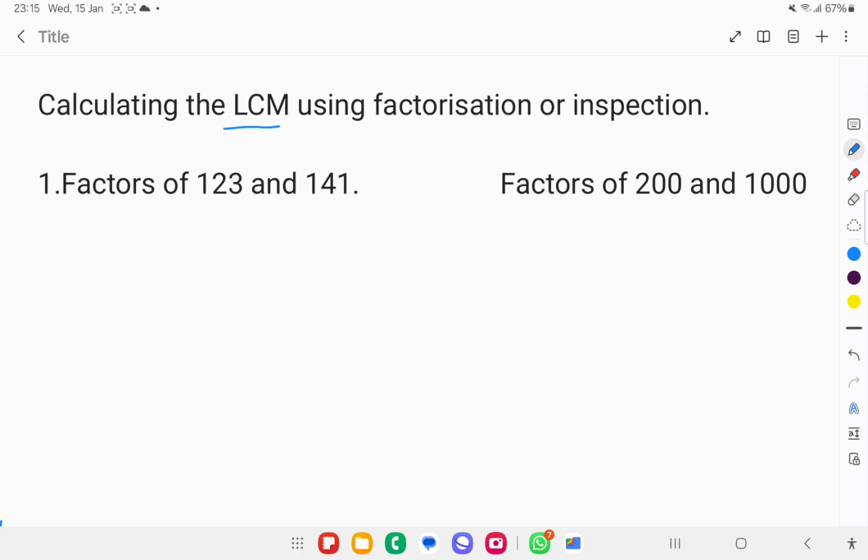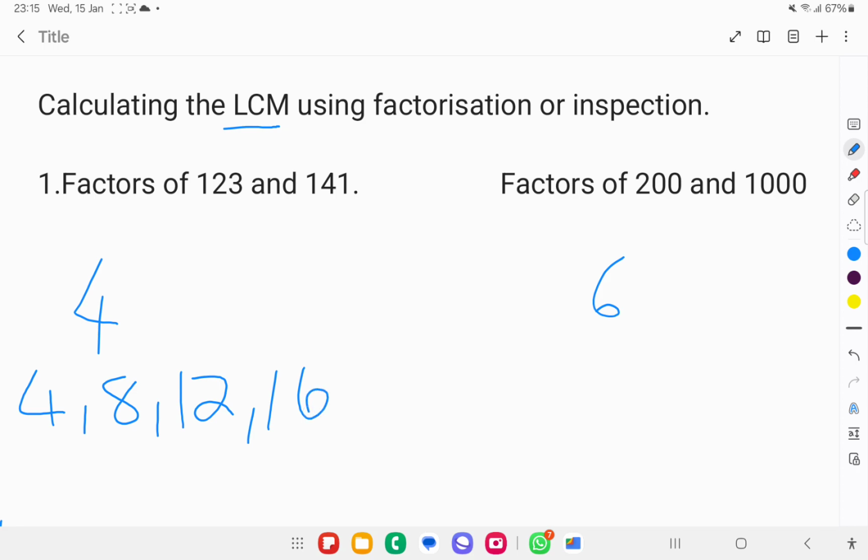Now, if we were to do it on an example, we will say 4 and 6. So you must say, what are the multiples of 4? So we have 4, 8, 12, then 16. And then now you go to 6. You say, what are the multiples of 6? Say 6, 12, and then 18.